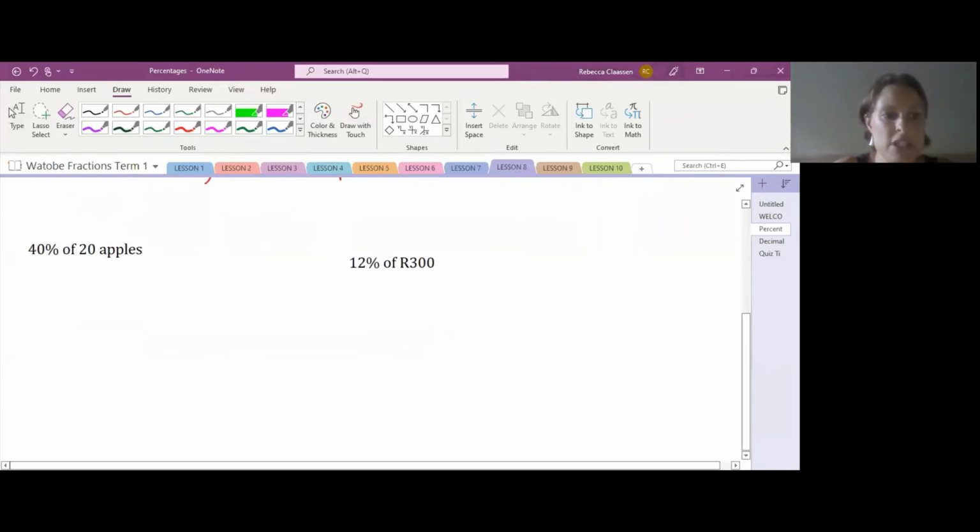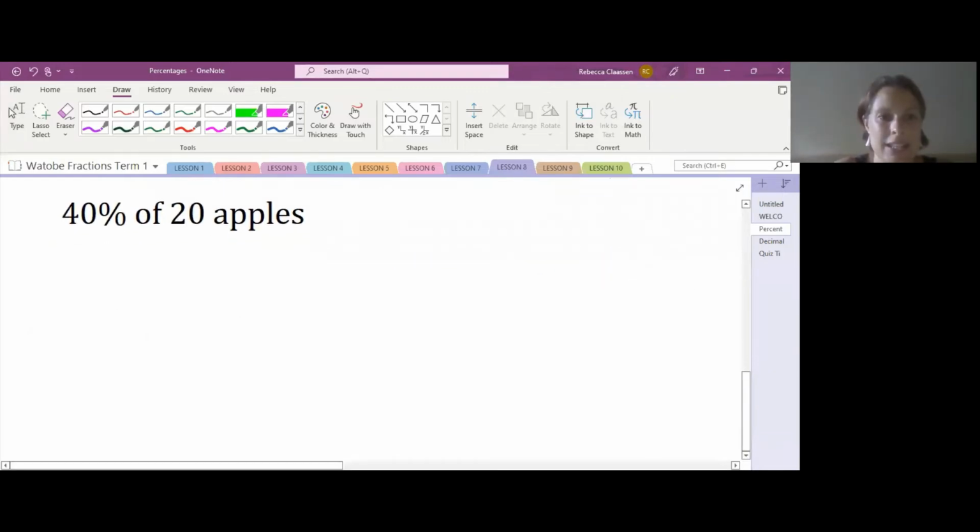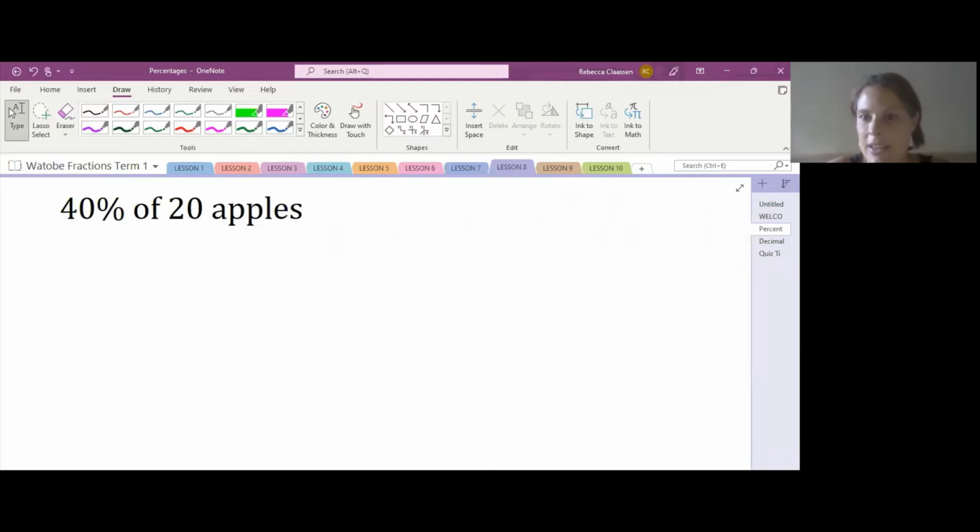Right. Mashidi's hand is up. Mashidi, you're going to do 40% of 20 apples for us. Yes, everyone else is muted, please. Okay, Mashidi. Ma'am, can I do it? Hold on, let Mashidi catch up.